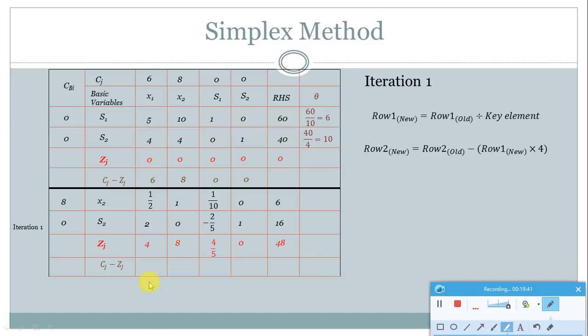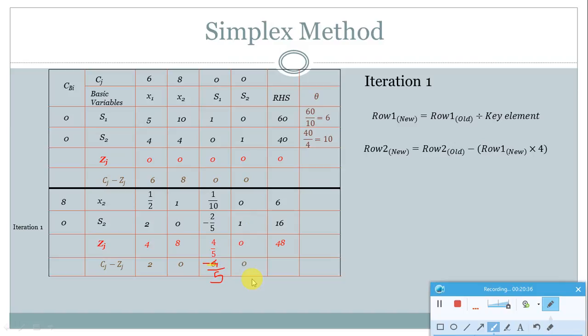Once the values of Zj are calculated, next the values of Cj minus Zj are calculated. So 6 minus 4 is 2. 8 minus 8 is 0. 0 minus 4 by 5, so this will be minus 4 by 5. Next, 0 minus 0 will be equal to 0.